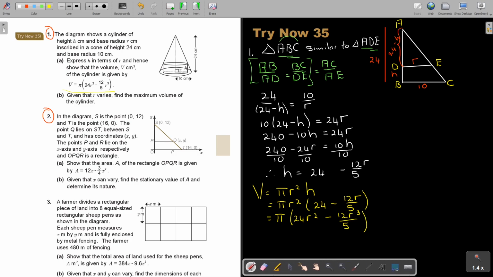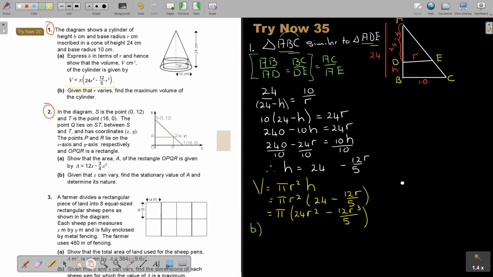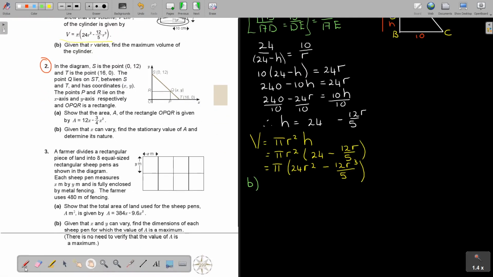Okay, now let's just go to number B. Given that R varies, find the maximum volume of the cylinder. Now always, if I see maximum, minimum, it's differentiation, it's stationary points. Okay, so in this case, I'm going to just rewrite this. I'm going to first, I'm just going to differentiate.